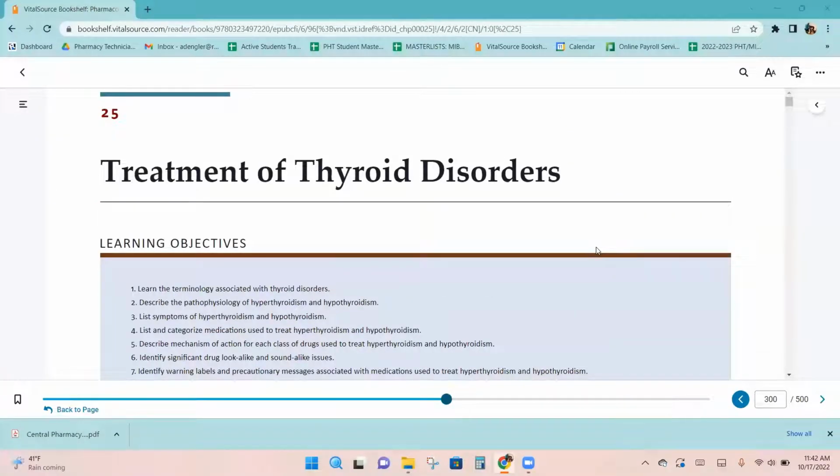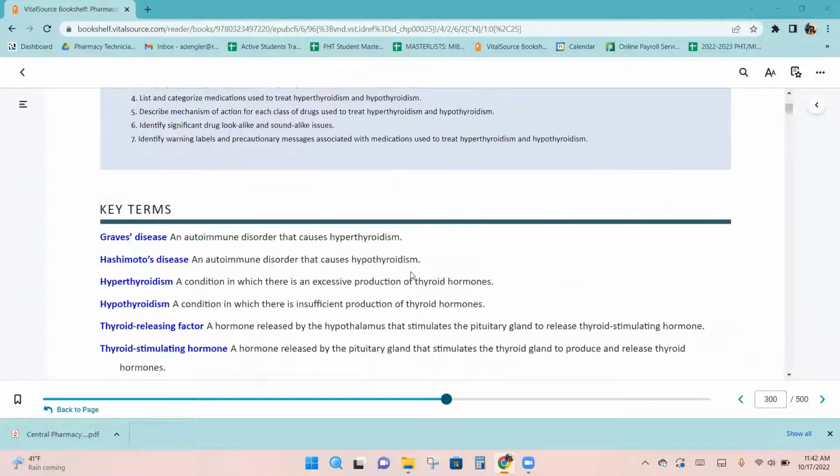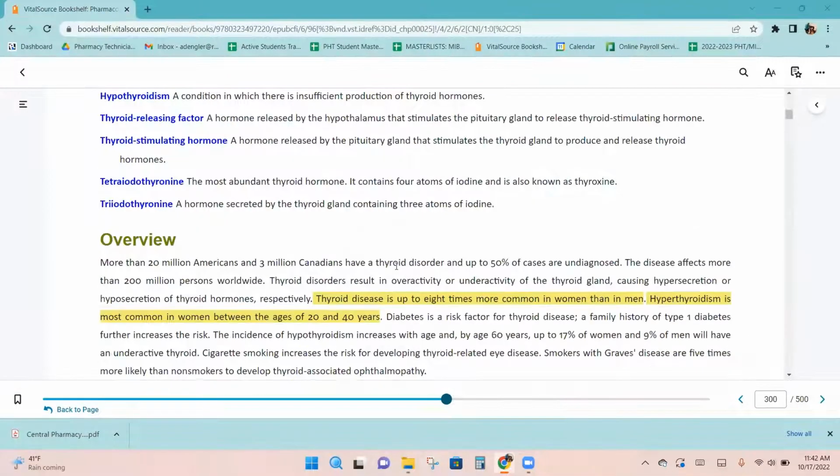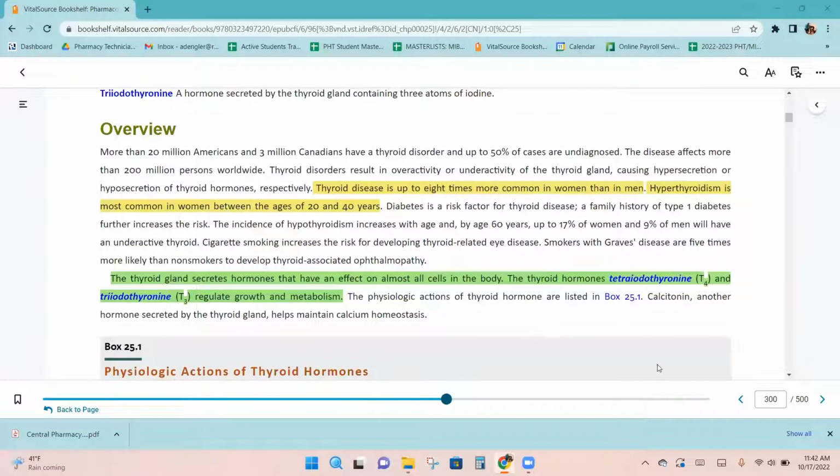Chapter 25, Treatment of Thyroid Disorders. We'll skip through the key terms and cover them throughout the chapter. Thyroid disease is up to 8 times more common in women than in men. Hyperthyroidism is most common in women between the ages of 20 and 40 years.